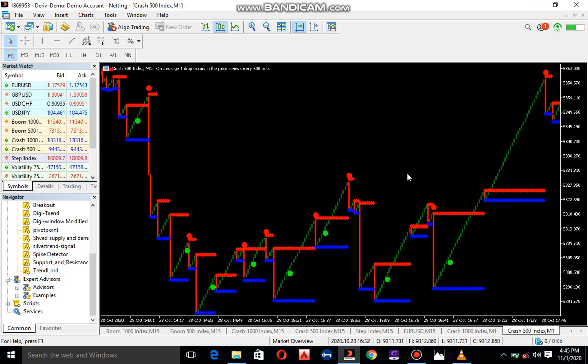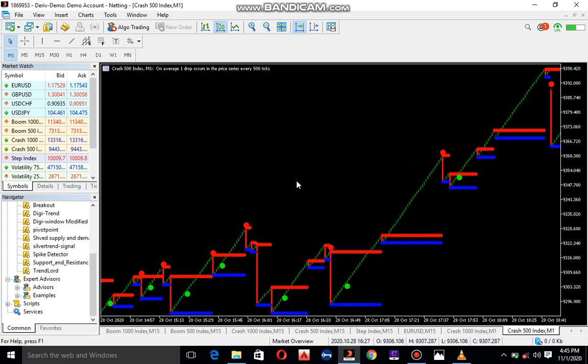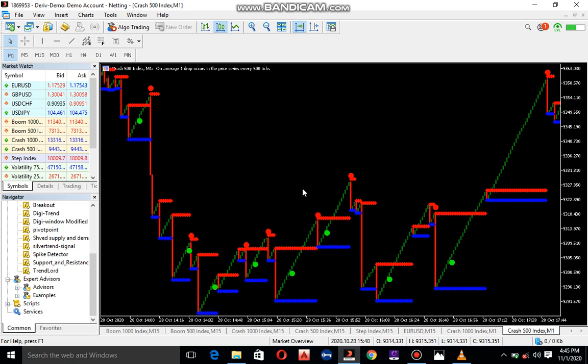Okay, for crash, all we need to know is that once the big green ball comes out, we have a confirmation that we should buy. But this indicator will always show support and resistance levels.